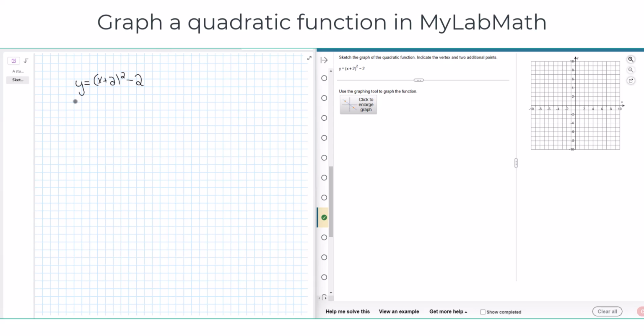Here's our next one. So I wrote it out. Now I'm going to write my formula. Y equals A times X minus H squared plus K. Our vertex is H, K. So from that equation, our vertex is going to be -2, -2. Cool. Now we need to find 2 points.